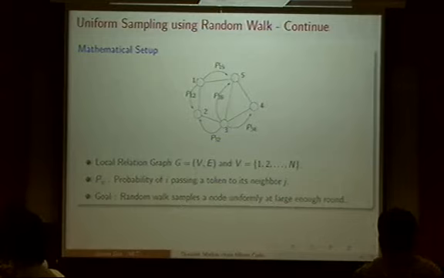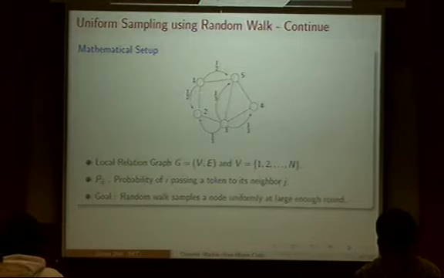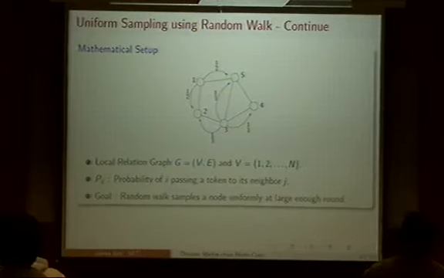One naive choice of this Pij is the following. This means that I choose uniformly at random one of the neighbors. Since 1 has two neighbors, I choose 5 with probability 1 over 2, and I choose 2 with probability 1 over 2. Now 3 has 3 neighbors, 2, 4, 5. 3 chooses 5 with probability 1 over 3, and 3 chooses 2 with probability 1 over 3.